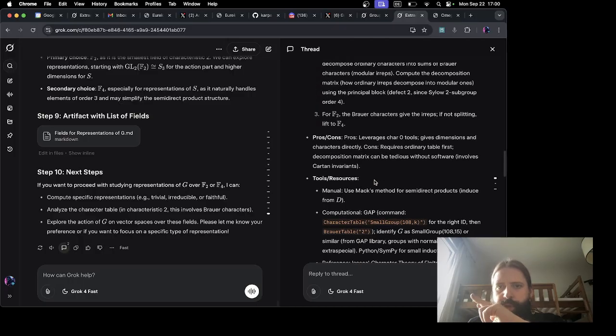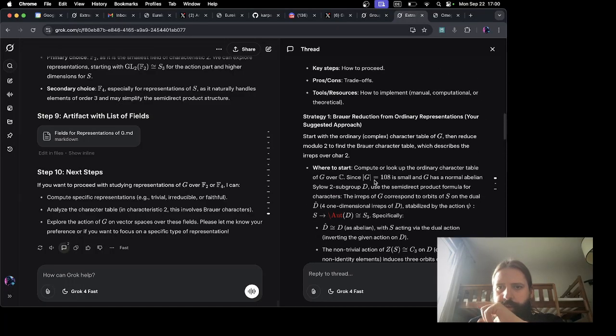But I want to learn 2 things first. First things first, Brauer reduction. First, I want to understand what the character table is. I need to understand that, what the character table is.